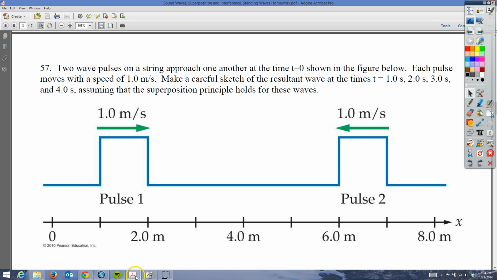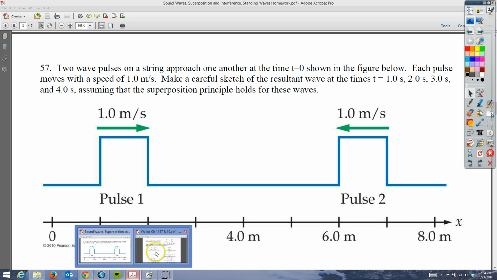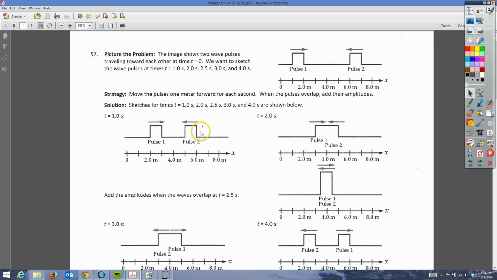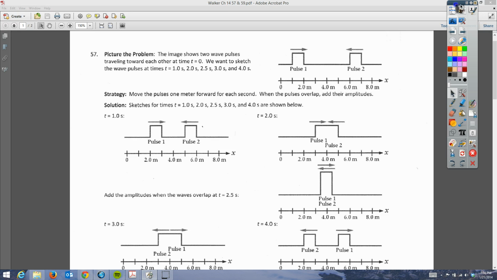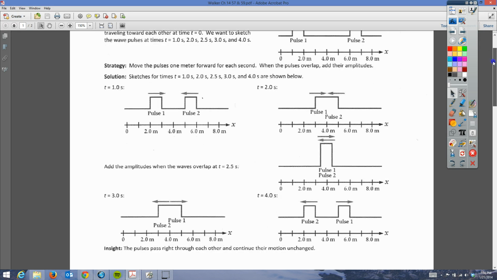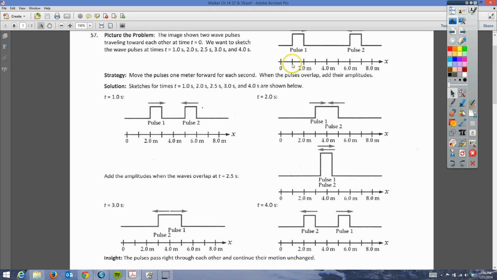To see this solution, what I did is I went ahead and scanned in the actual key. Makes it a little bit easier to see. So when you look at the sketches of what they've done, at t equals 1 second, all they've done is just moved over 1 meter. And so you'll see that they're a little bit closer than they were originally. Originally is up in the corner here.